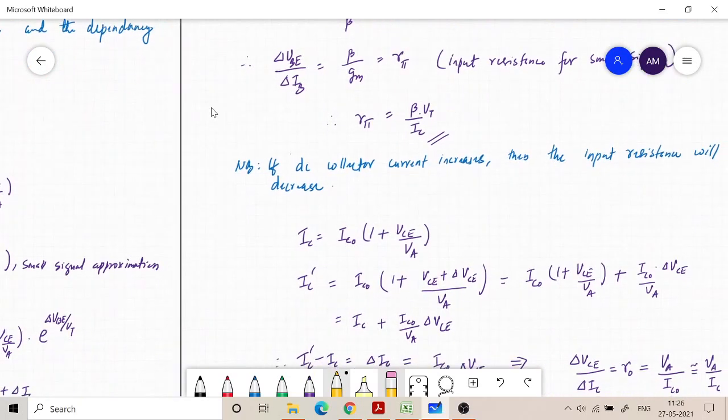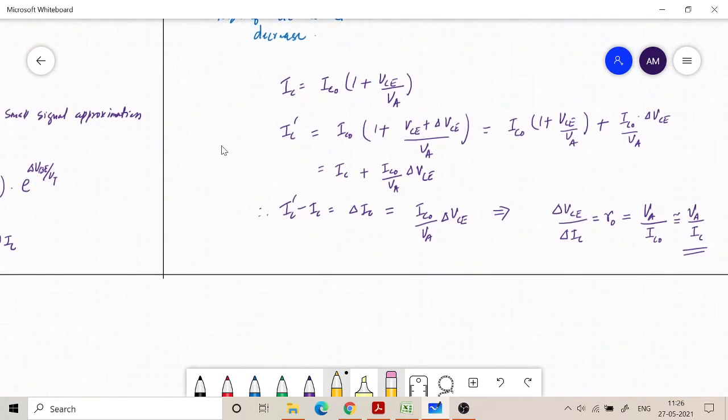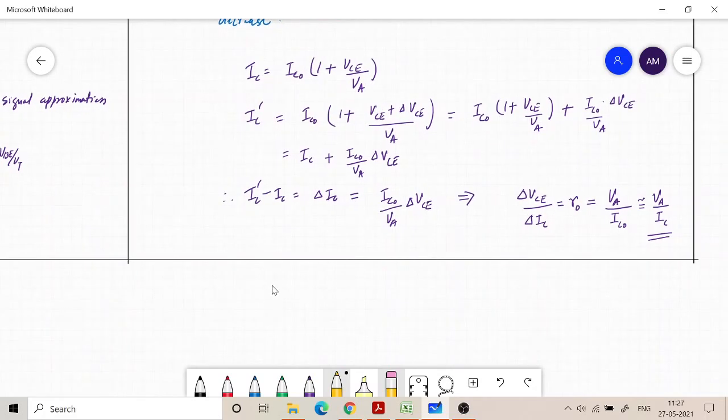If you find out the output characteristics of the practical BJT, then as you go to larger IC currents, you will have a larger slope, and the slope is 1 by R naught. Therefore R naught is going to become smaller and smaller, as this equation tells.